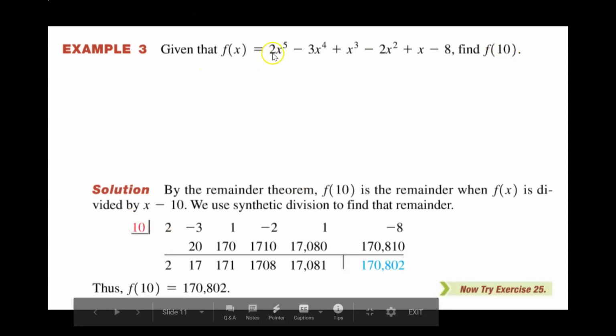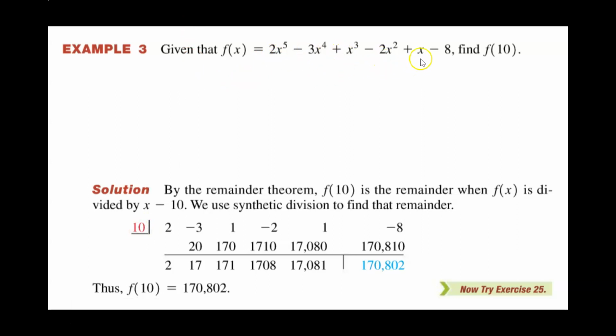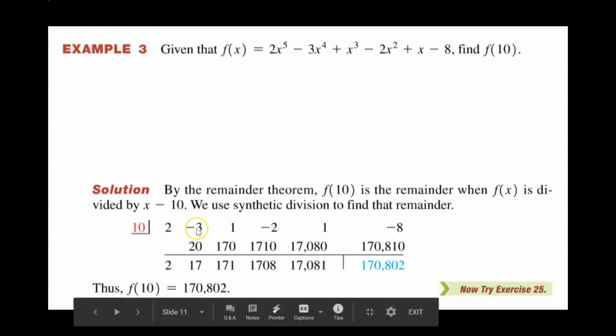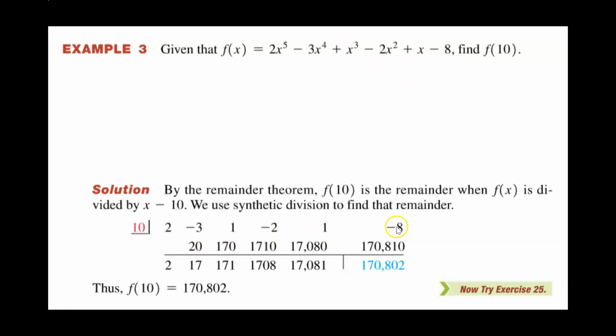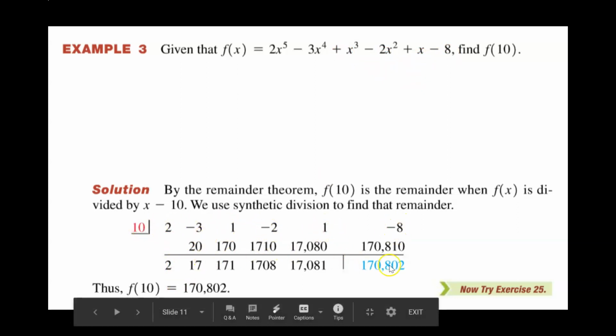So we do the exact same thing. We have 2, -3, 1, -2, 1, and -8. We do the same steps, and we get to our remainder here. So notice here, when it says find f of 10, it's not looking for you to put this back into the equation. Normally we would drop the first one down to x to the fourth, so it'd be 2x to the fourth, 17x to the third, and so forth. We don't need to write the whole polynomial function out for this one. All we're looking for when it says find the function is just the remainder part.